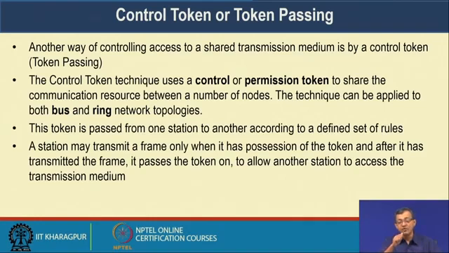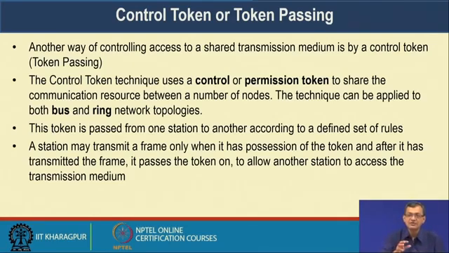This token is passed from one station to another according to a defined set of rules. How it should be passed or shared is defined in the mechanism. A station may transmit a frame only when it possesses a token. That means you have control of the token, the token is in your hand, and only then can the station transmit the frame. After it has transmitted the frame, it passes the token on to allow another station to grab that token and in turn use that media to transmit the data. This is the basic philosophy by which it works.